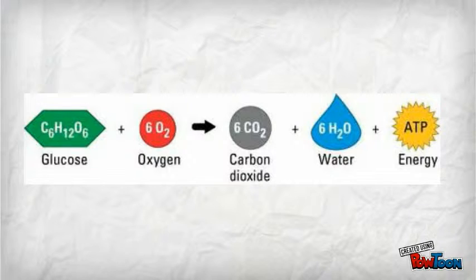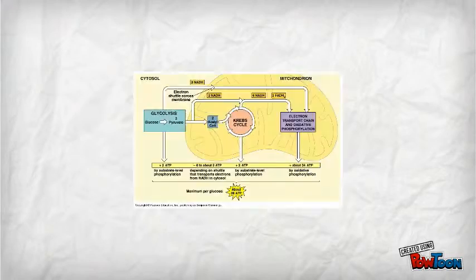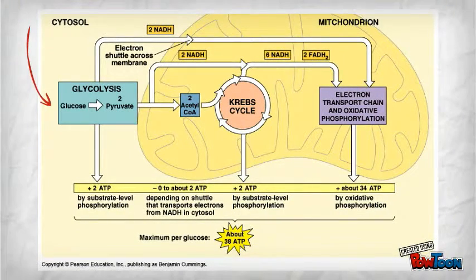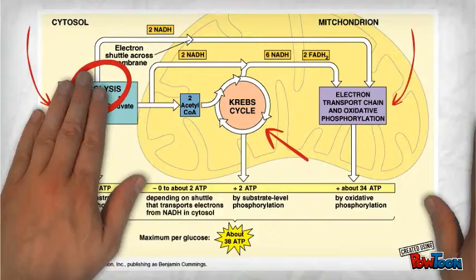Now, in cell respiration, you have to know the equation of it. After you know the equation, you can now know the steps that go along with cell respiration. The first step is glycolysis, the second step is the Krebs cycle, and the third step is the electron transport chain.